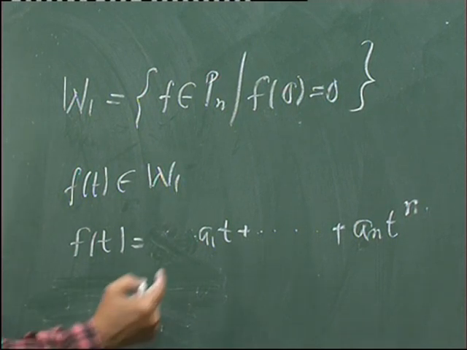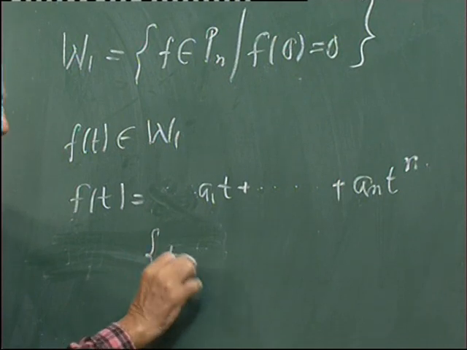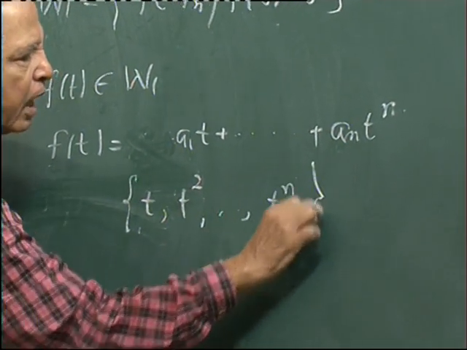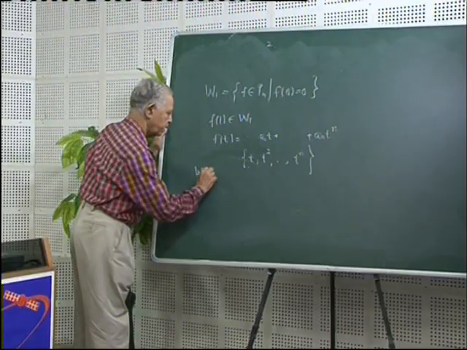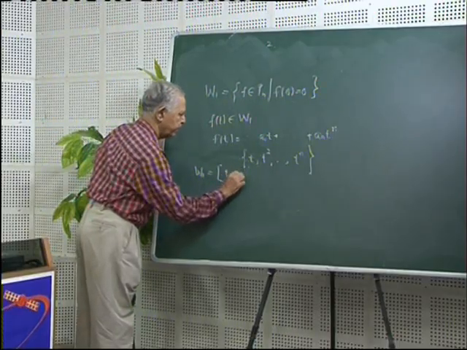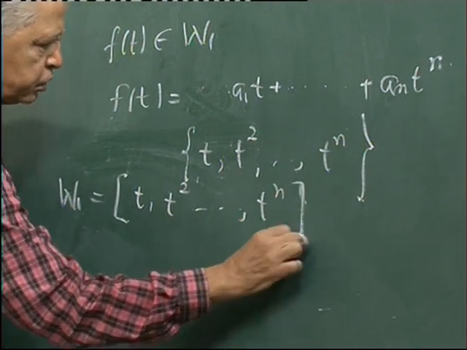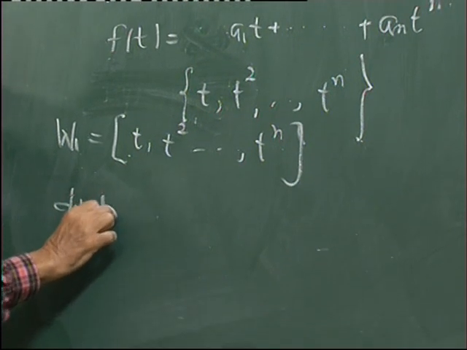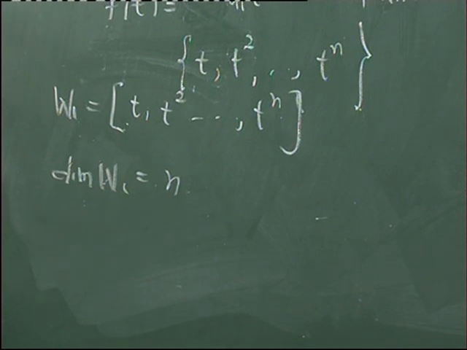And we know that the set t, t square up to t raised to n are linearly independent. That means the subspace W1 is spanned by t, t square up to t raised to n. So, this becomes a basis, and so the dimension of W1 is equal to n. Let us go to the next example.